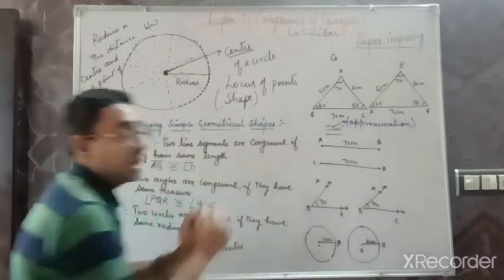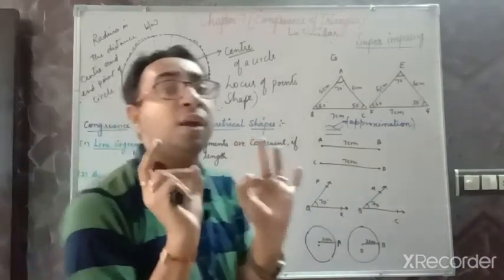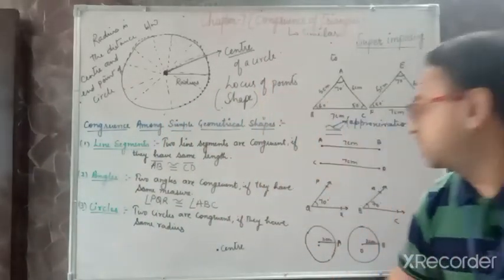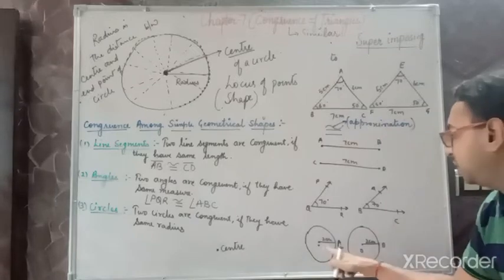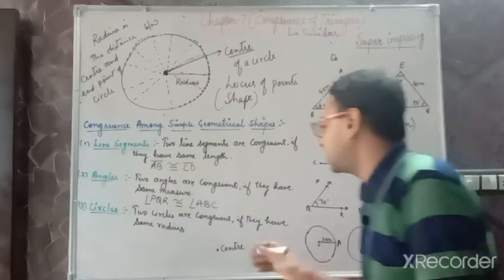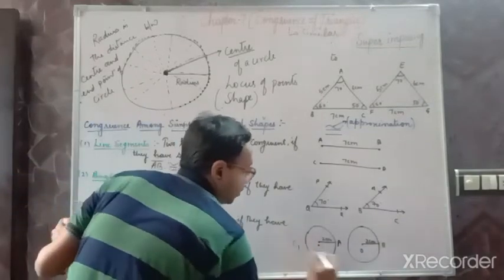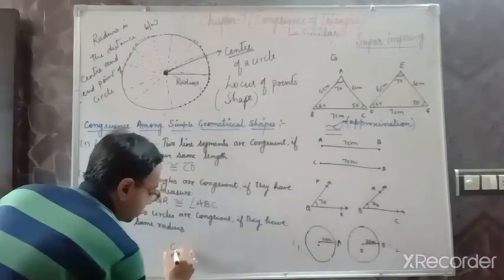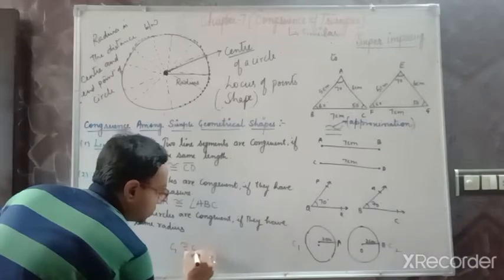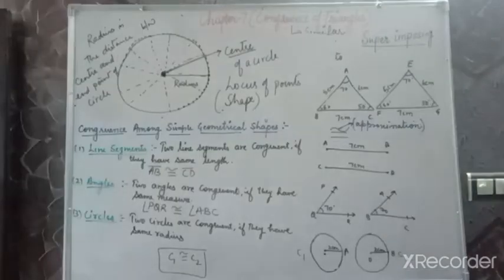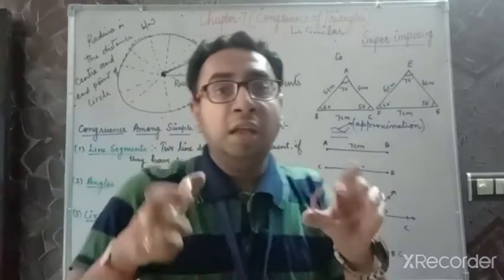So for the circles to be congruent, what should be the same? The radius should be the same. This is the condition. See the radius? OA and OB are both the same. Hence they are said to be congruent. So this is circle 1, this is circle 2. Circle 1 is congruent to circle 2. C1 means circle. So let me take the example of two bangles.